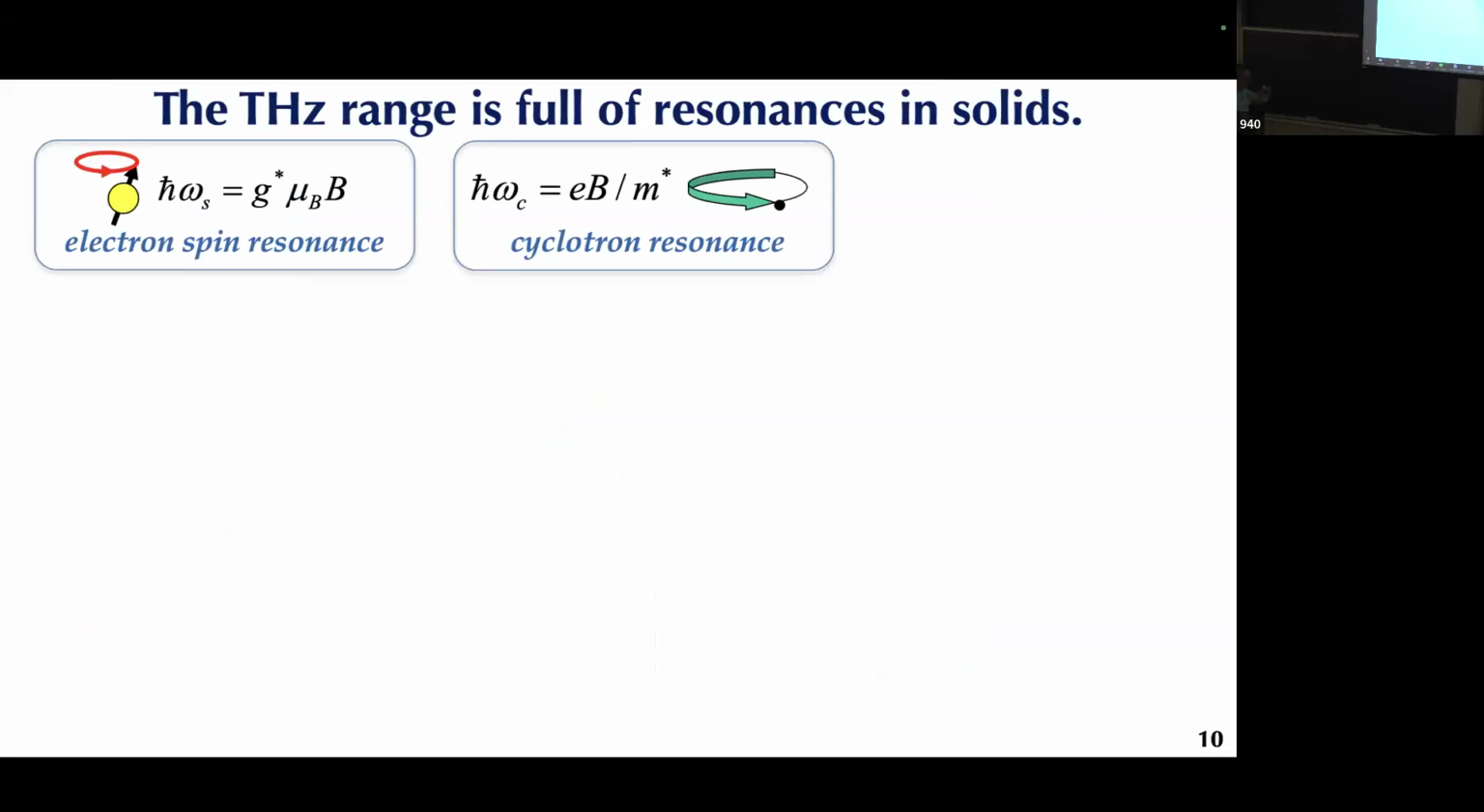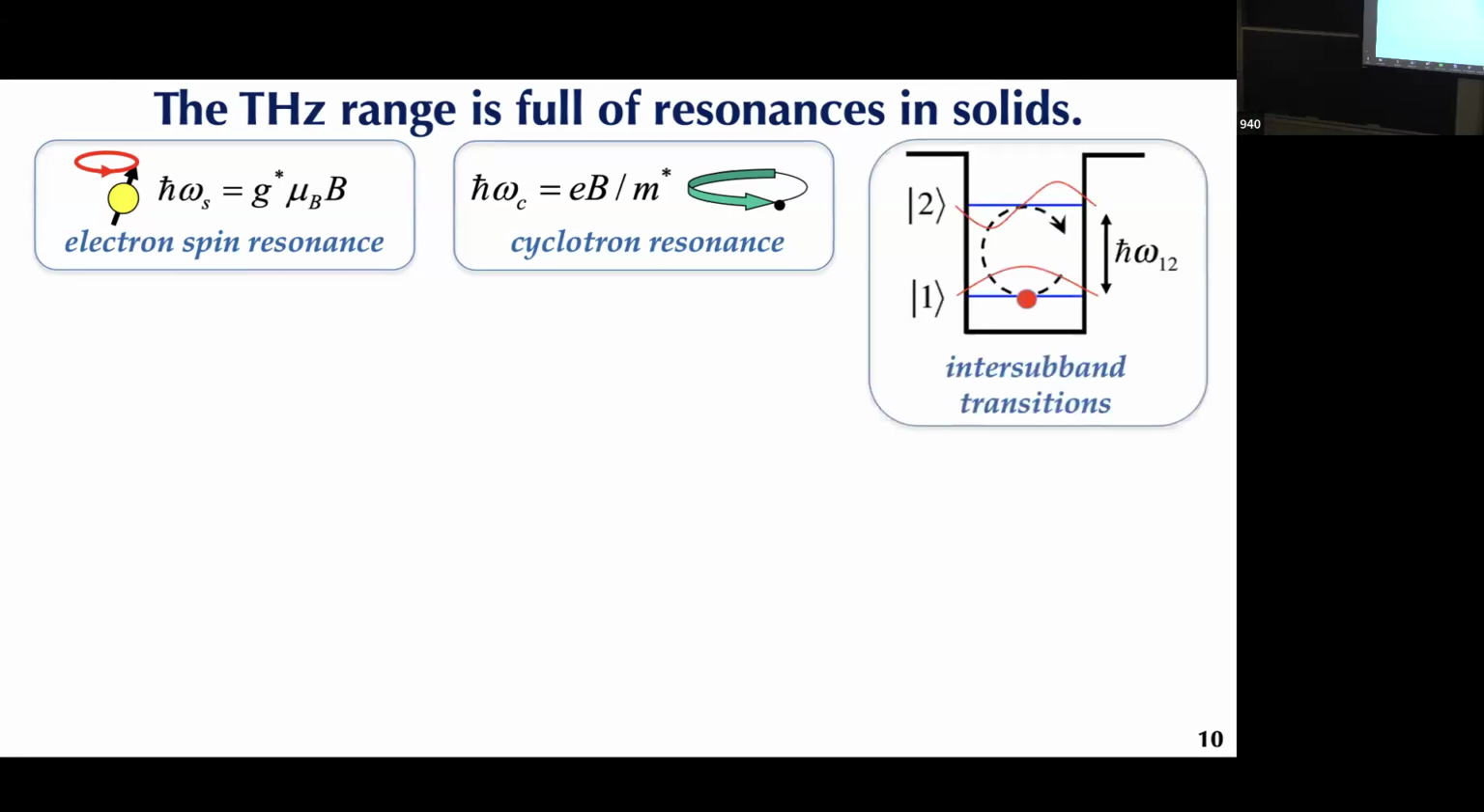Let's take a semiconductor with free carriers, and you apply a magnetic field. You have both the orbital motion and the spin precession, and both such dynamics, electron spin resonance and cyclotron resonance, occur in the terahertz frequency range if you apply a magnetic field of a few tesla. If you have a semiconductor quantum structure, confined structure, such as quantum wells, quantum wires, and quantum dots, inter-subband transitions occur in the terahertz frequency range.